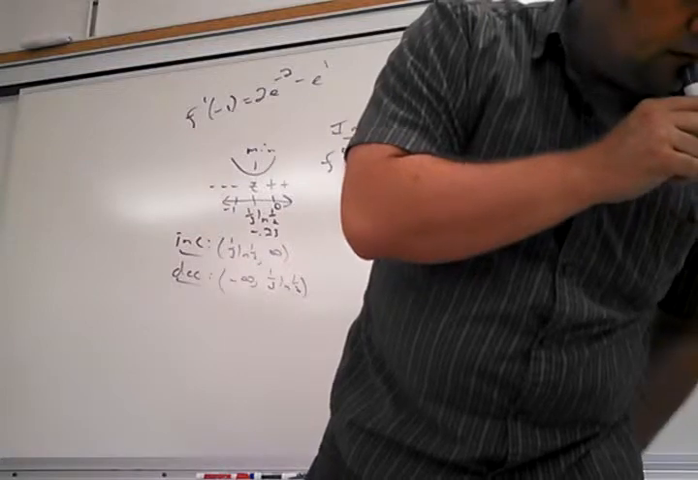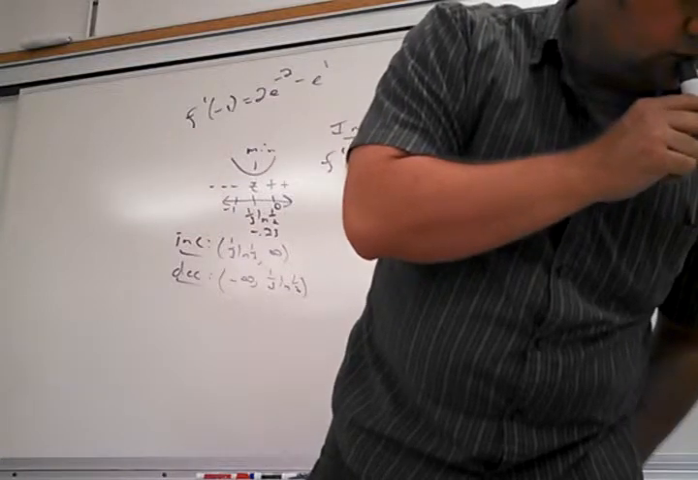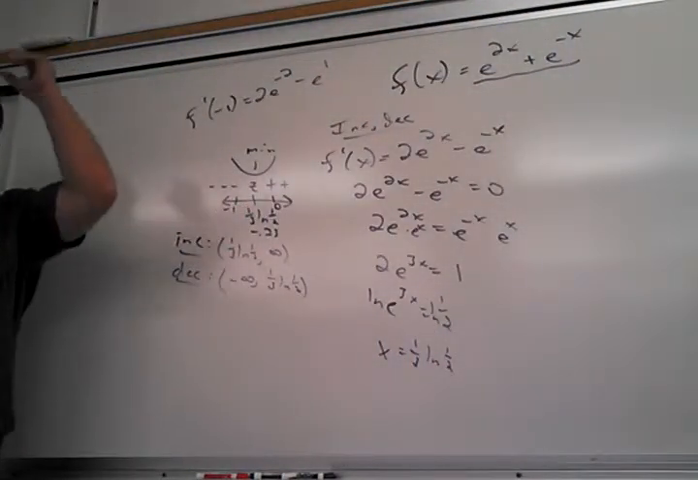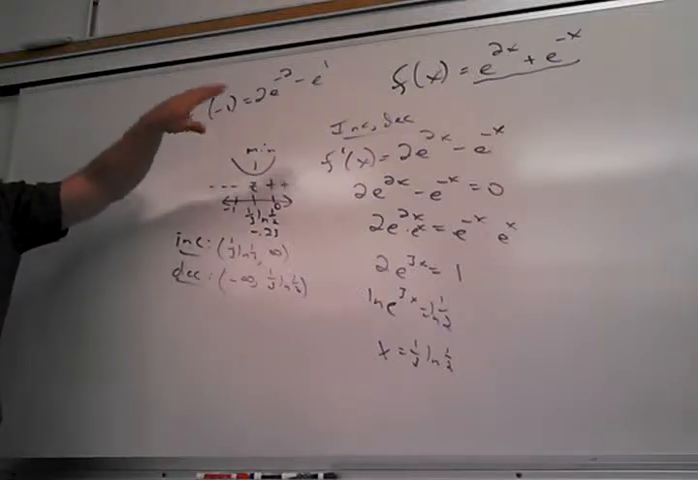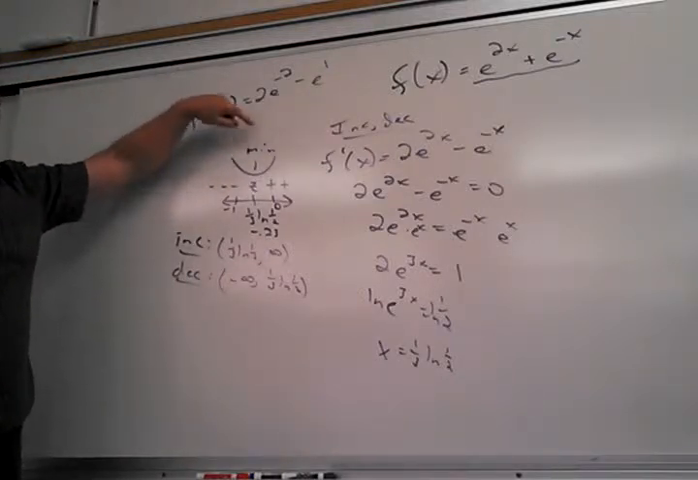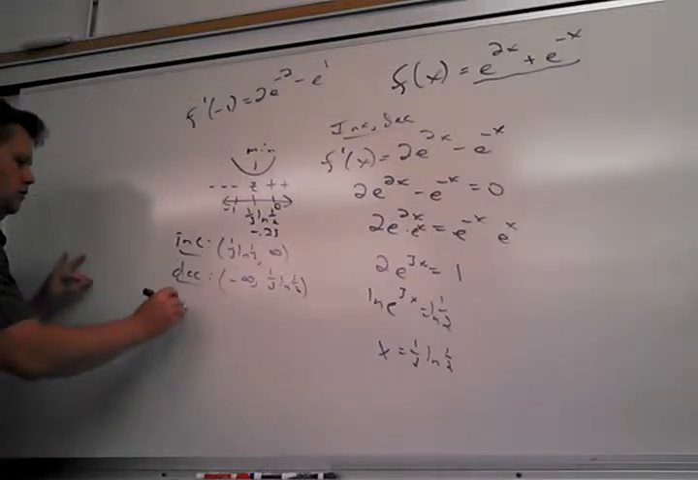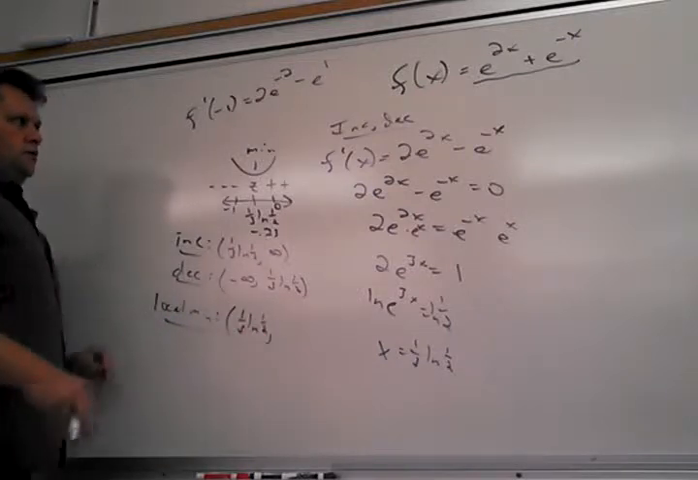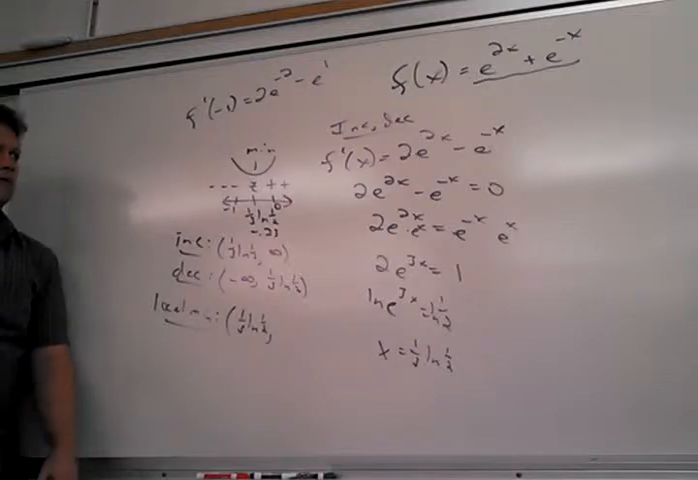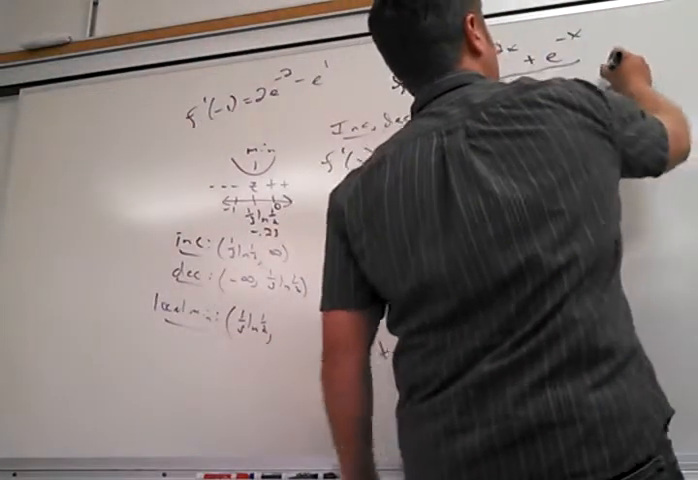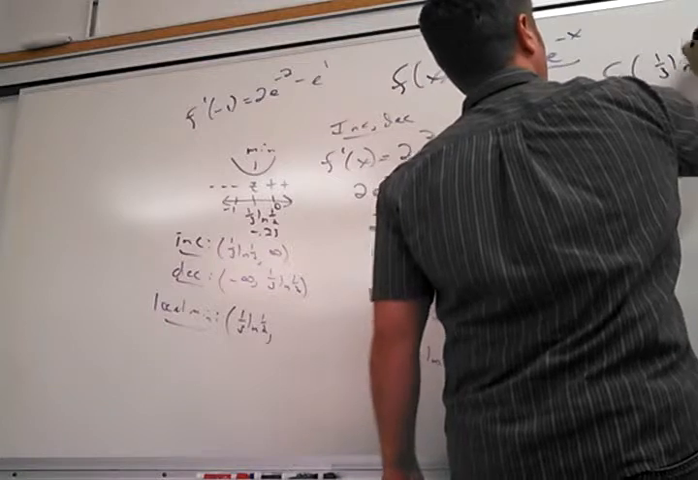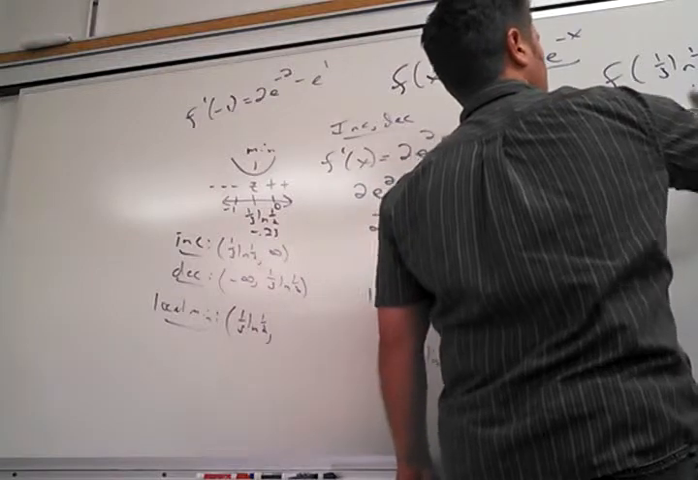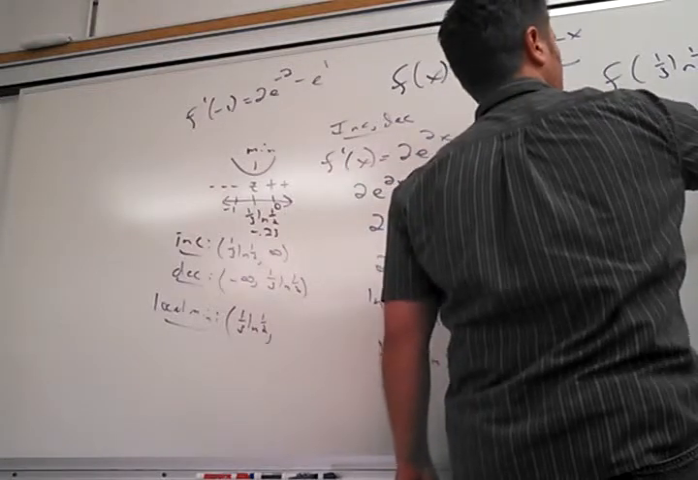Find the local max and min. Is there a max? No, there's only one critical point. It's not an absolute max or min question. So it can only be one local max or min, and it happens to be a min. And how do you find that point? You plug it back into f of x. I love it. So you get 1/3 ln 1/2. And when you plug that in, let me see. So what is f of 1/3 ln 1/2? Well, that's f of ln 1/2 to the 1/3.